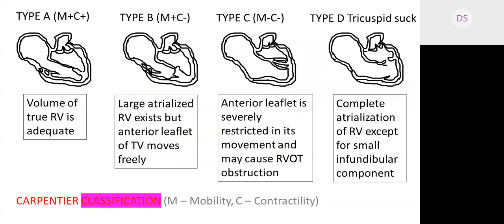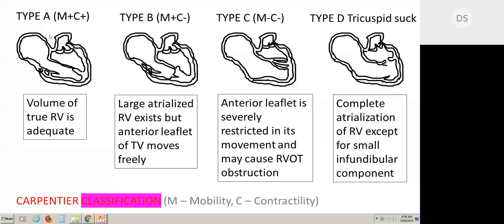So based on that, the classification of Ebstein's anomaly is somehow like this. Now you can see in the figure, do not get worried too much about the complexity inside. Primarily, it is based on the degree of displacement. The degree of displacement will finally decide the size and the volume of the true right ventricle. So as you go from type A to type C or D, the degree of displacement increases and the size of the functional RV cavity reduces.